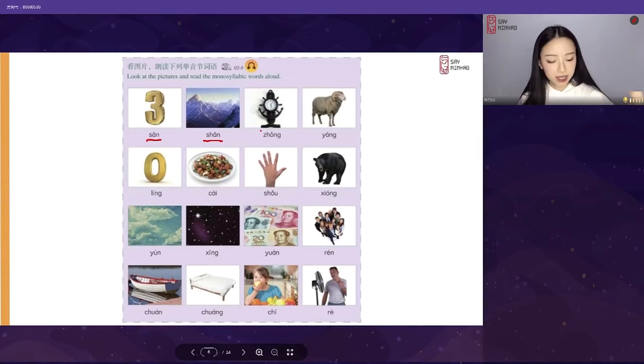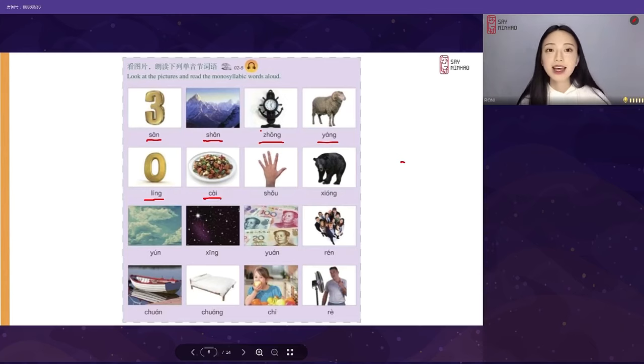Shan. Next one is zhong, which means clock. So the initial is zh, the final is ong, and the tone is first tone. So put them together, zh ong, zhong. Next one is yang, which means sheep or goat in Chinese. The initial is y and the final is ang. The tone is second tone. Put them together, yang. Next one is zero in Chinese, ling. Initial l, final ing, the tone is second tone. Ling.